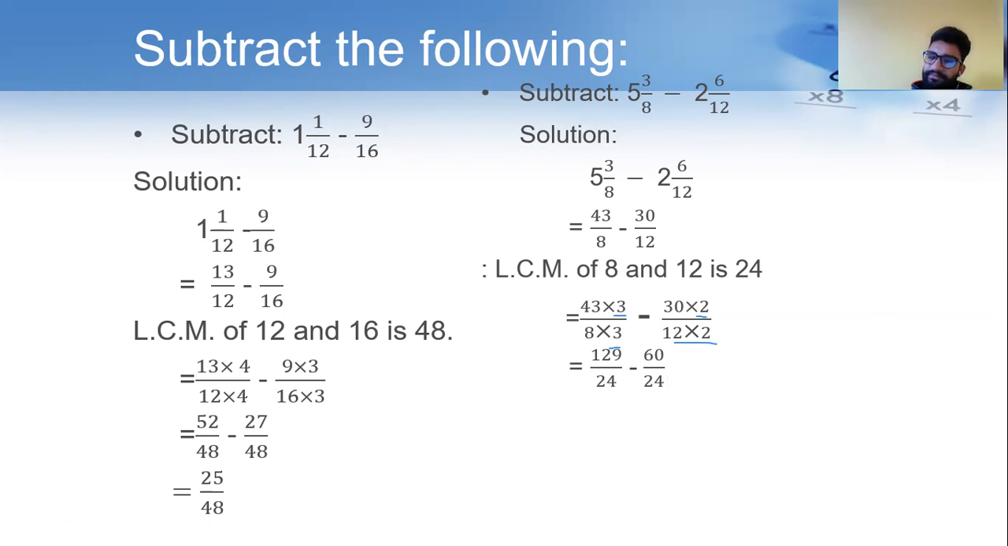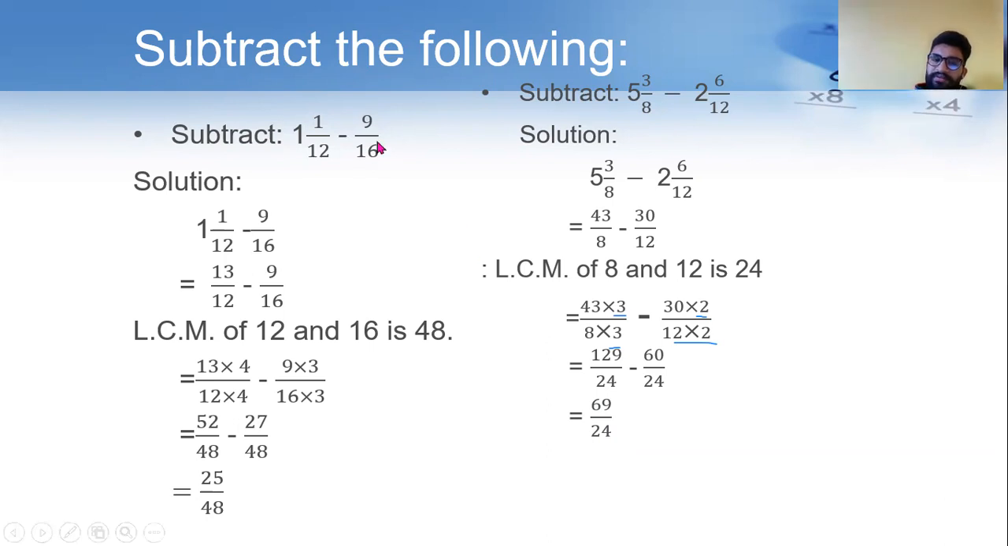Now subtract them. What did you get? 69 by 24. This is the answer, right? If it is possible, we have to reduce it. If you divide it, then you will get 2 whole 21 by 24. Yeah, if you have divided, then you'll get 2 whole 21 by 24.